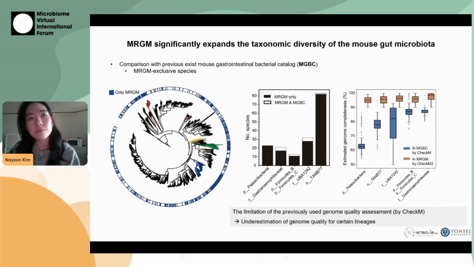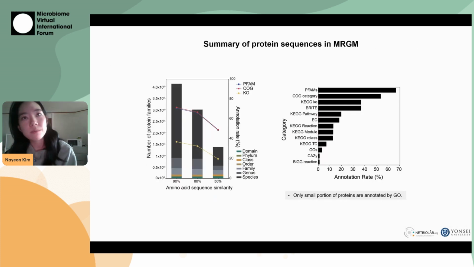For the MRGM protein catalog, we predicted protein coding sequences from genome data, which yielded 4 million proteins at a 90% similarity threshold. The sequences were annotated using eggNOG-mapper, with many annotated for PFAM and COG categories, but only a small portion for GO terms.